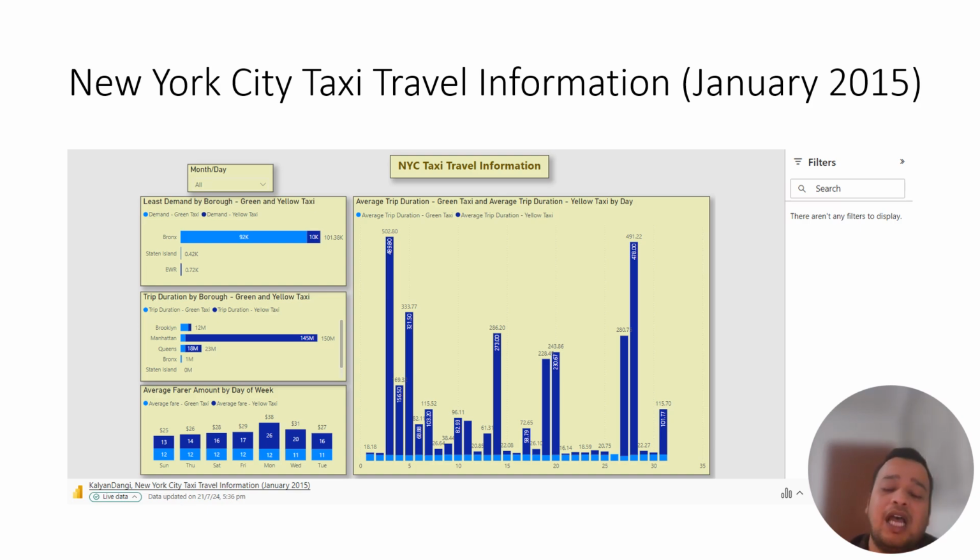In summary, our analysis of New York City taxi travel information for January 2015 provides valuable insights into taxi demand patterns, trip duration, and fare amounts.